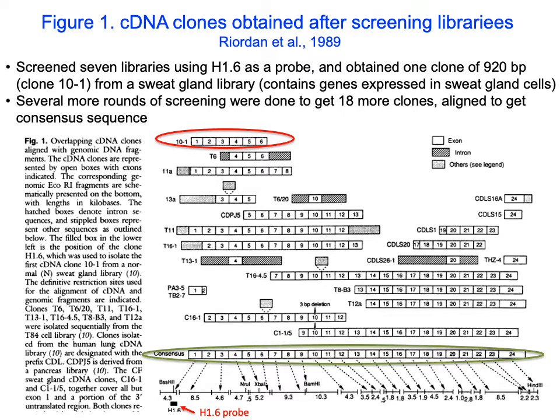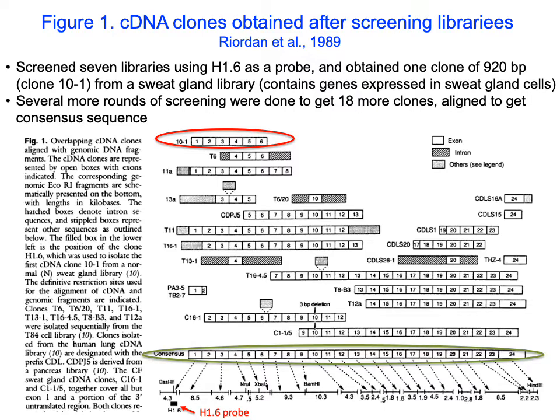And again, the library that they were using there, a sweat gland library, what that means is it's a whole bunch of cDNAs made from RNA that are expressed in sweat gland cells. So this was very exciting at the time, to finally get a positive hit and to get a clone in the screening after screening 7 different libraries. And so once they had this 10-1 clone, they used it to do many more rounds of screening, and ultimately they got 18 more clones from a variety of different cDNA libraries.